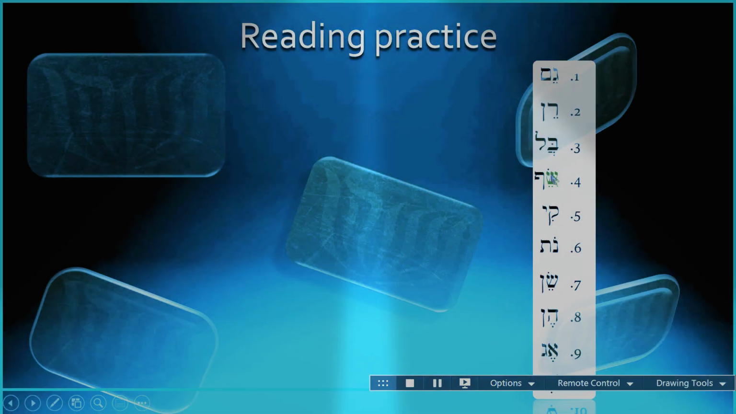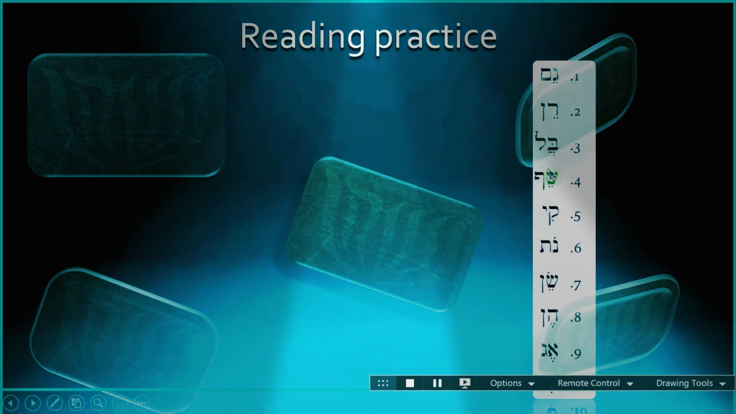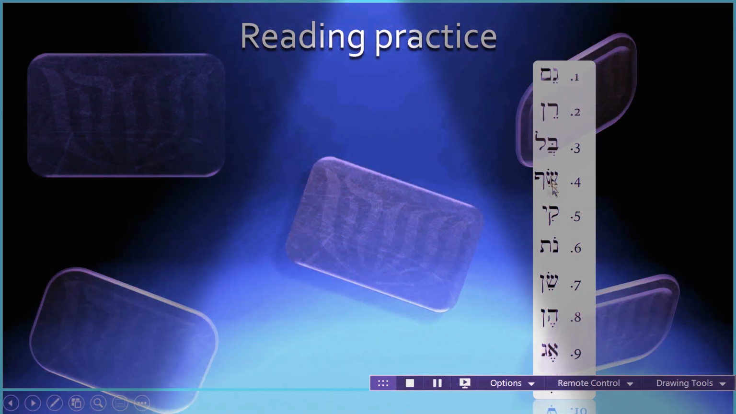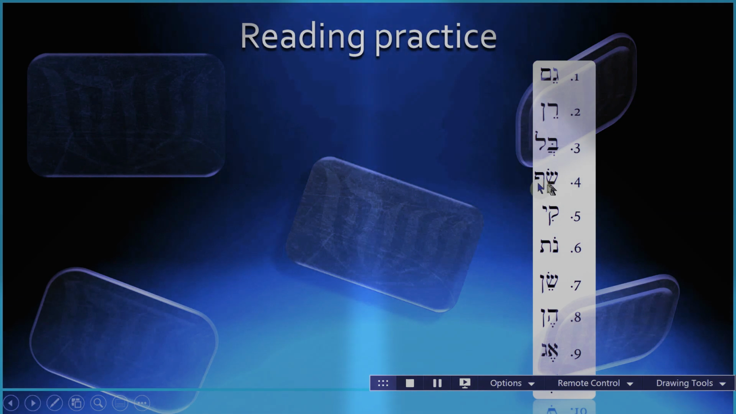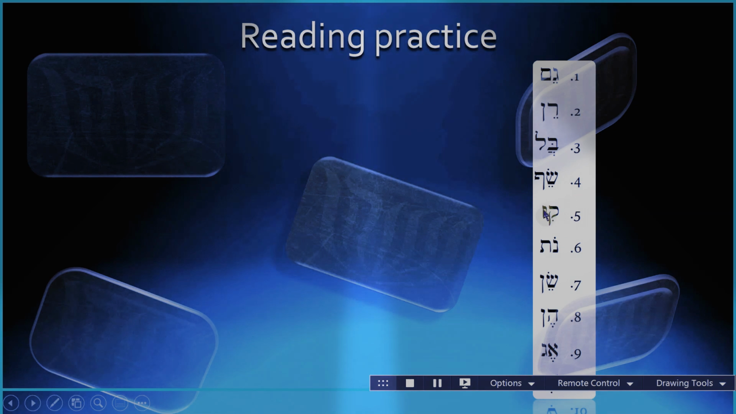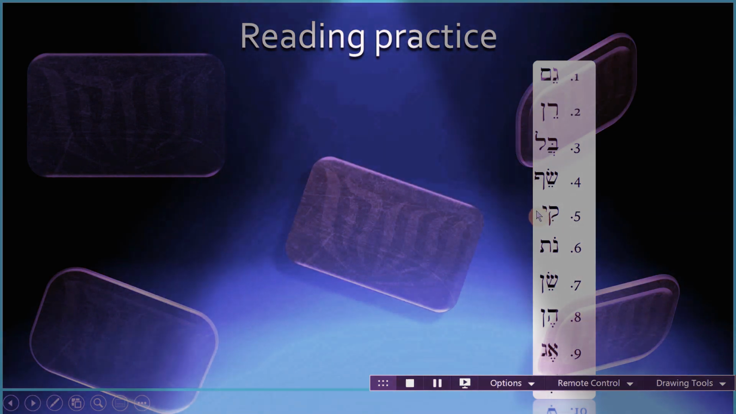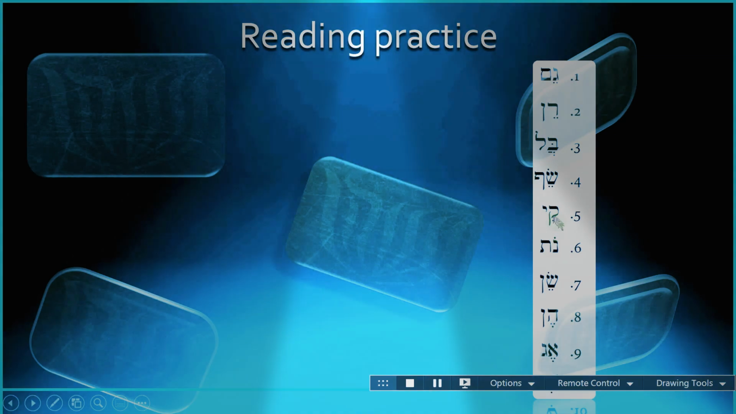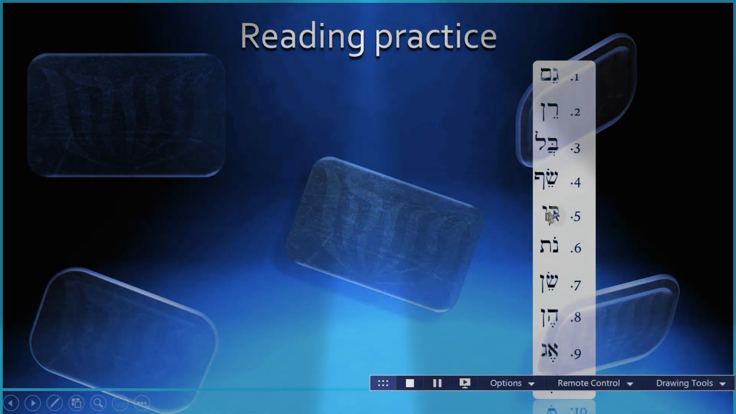Number 4. Notice the dot on the left side of this letter. Safe. Number 5. Notice that the yod has no vowels under it, no vowels next to it, and no vowels above it. So this means it's a vowel letter. It's functioning as part of the vowel sign or symbology. Key.